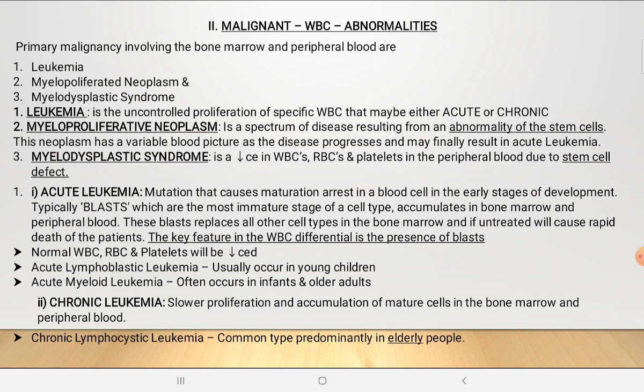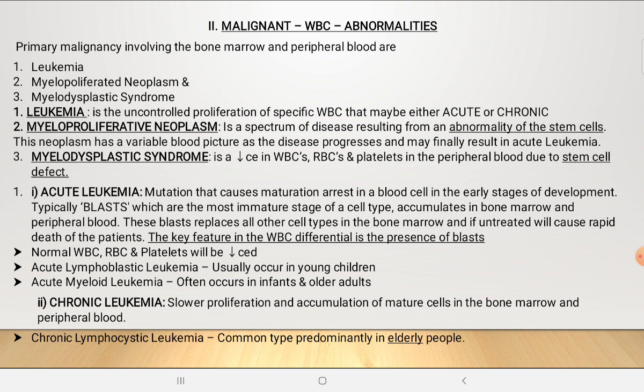of the patient. The key feature in the WBC differentiation is the presence of blasts. Normal WBC, RBC, platelets will be decreased because they are all replaced by the immature blast cells. There are different types of acute leukemia: acute lymphoblastic leukemia, which usually occurs in young children, and acute myeloid leukemia, which affects mostly infants and older adults.